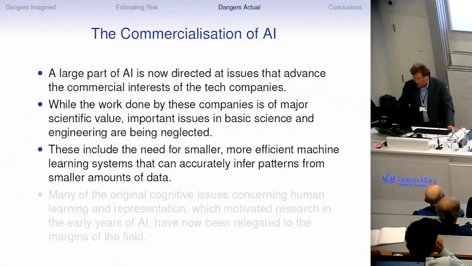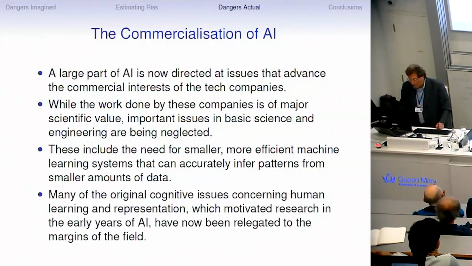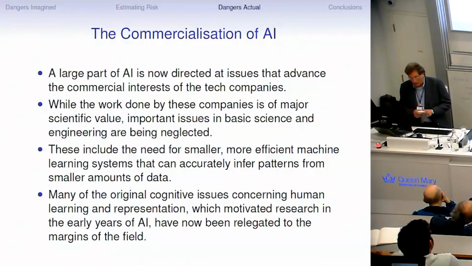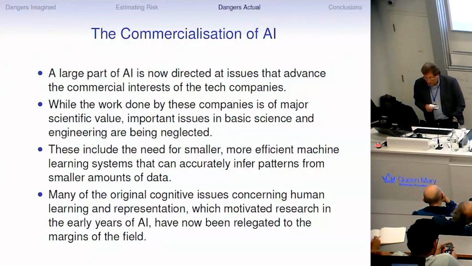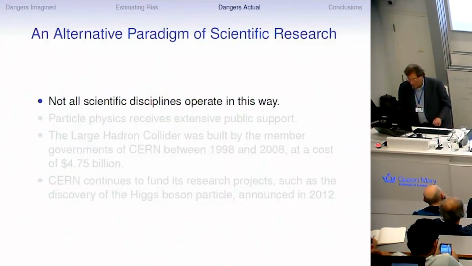So the need for smaller, efficient machine learning systems that can accurately do powerful inferencing from smaller amounts of data, there's very little work on that because it doesn't immediately yield profit. It is actually an engineering imperative as well. Many of the original cognitive issues concerning human learning and representation, which motivated early AI research, which we discussed last time, have been relegated to the margins of the field because they're not going to yield a whole lot of money unless they produce better products, which by and large isn't the issue.